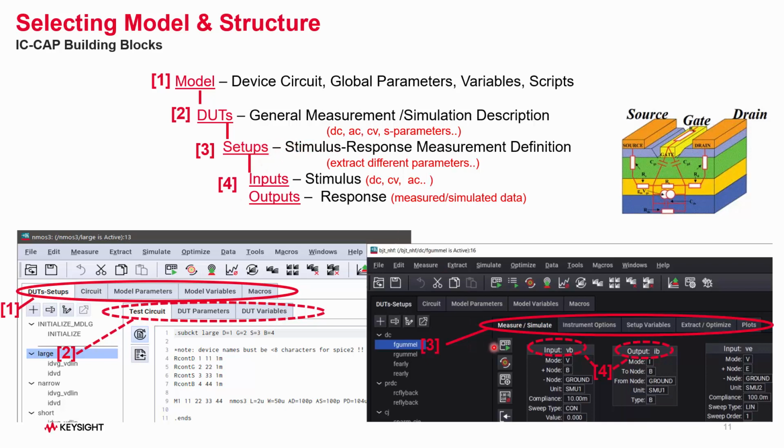If you go down to the setups level, which is under the DUTs, you go down to like the IDVG, VD-LIN or FGUML under DC. If you go to the setup level, you're defining stimulus and response inputs and outputs. And that's where you can measure and simulate from one spot.